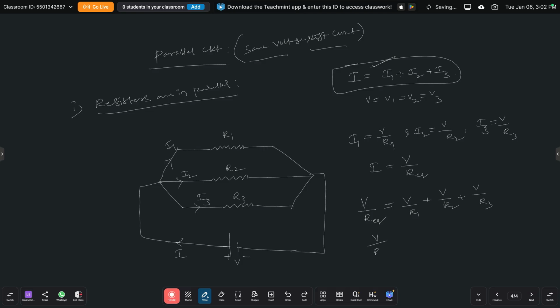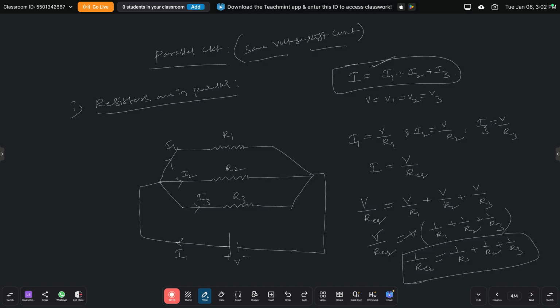The LHS is the same, that is V by R equivalent. From the RHS we take V as common. Then we get 1 by R1 plus 1 by R2 plus 1 by R3. V cancels, therefore 1 by R equivalent equals 1 by R1 plus 1 by R2 plus 1 by R3. So this is the formula to find the equivalent resistance when three resistors are connected in parallel. That is 1 by R equivalent equals 1 by R1 plus 1 by R2 plus 1 by R3.